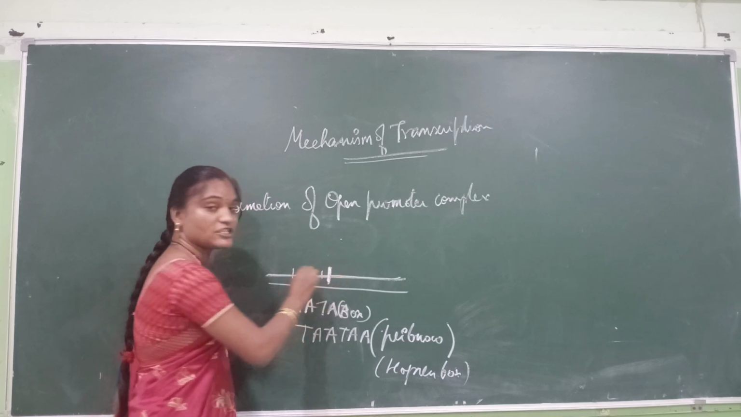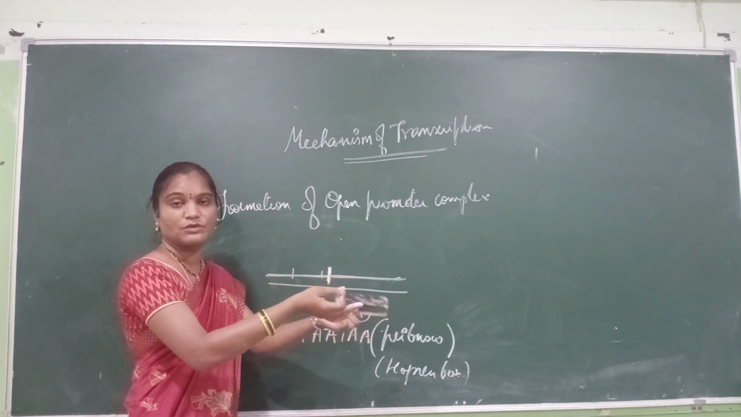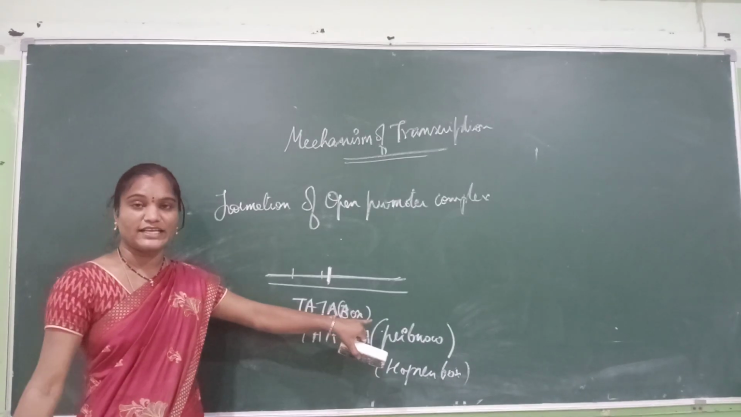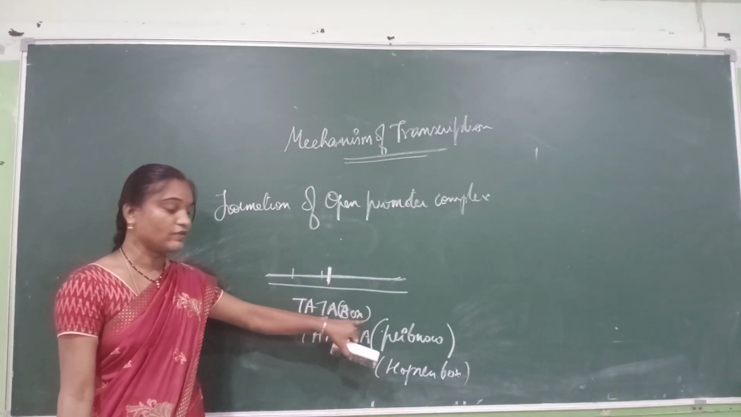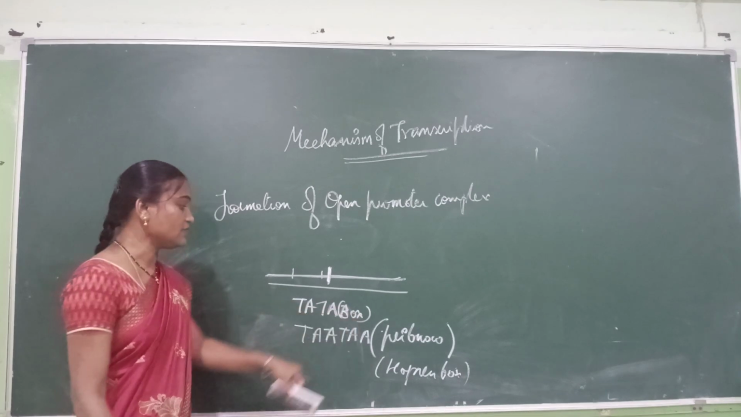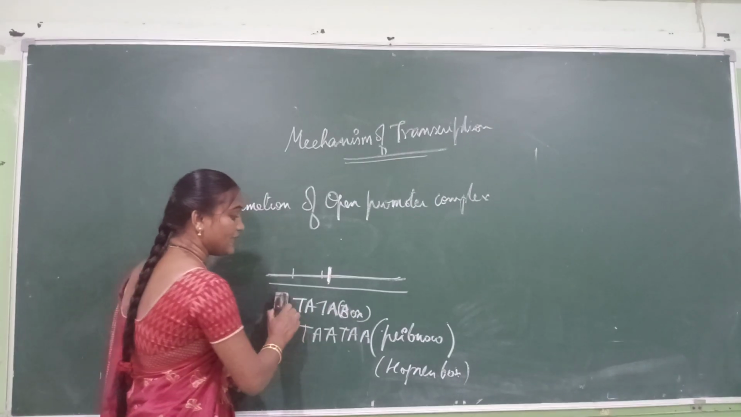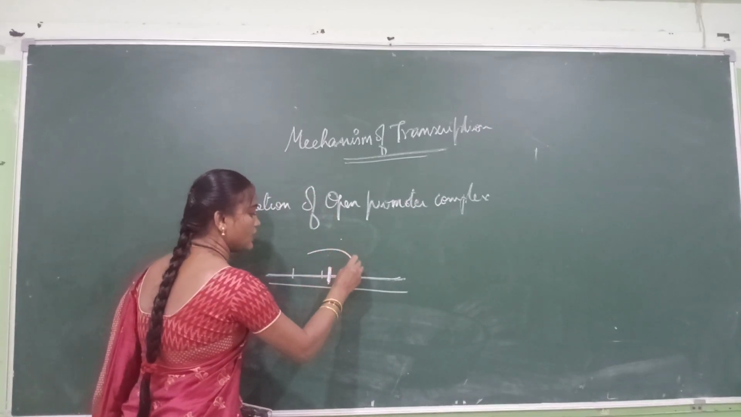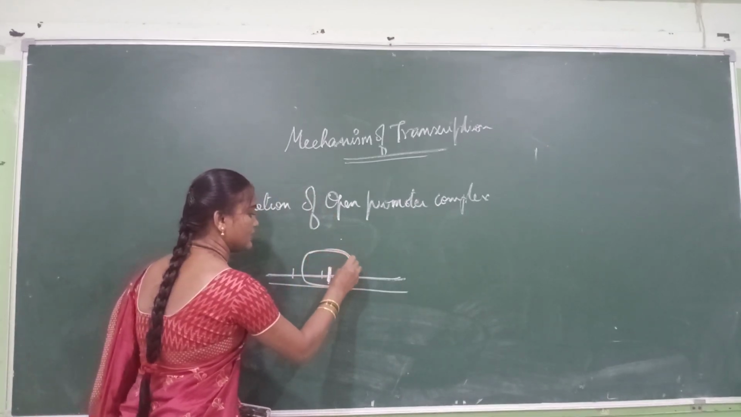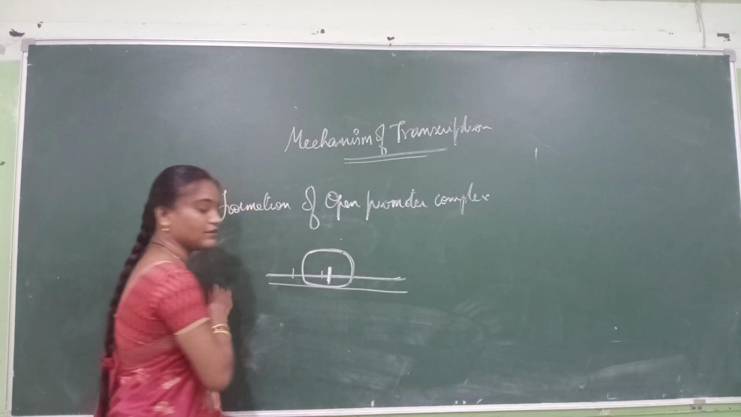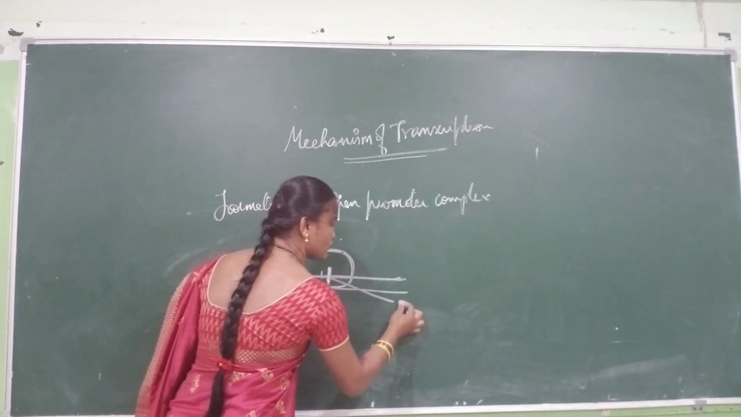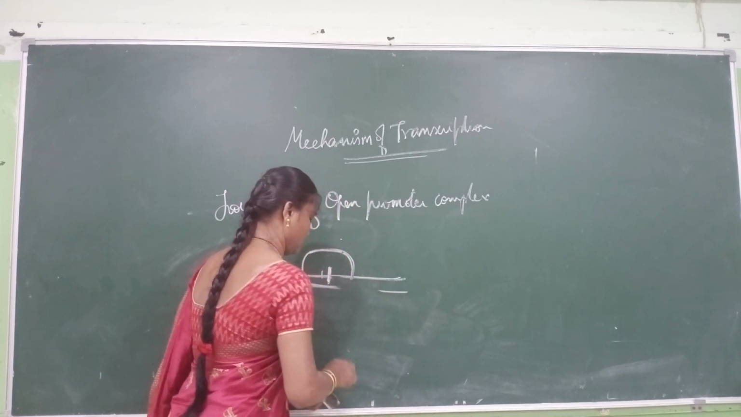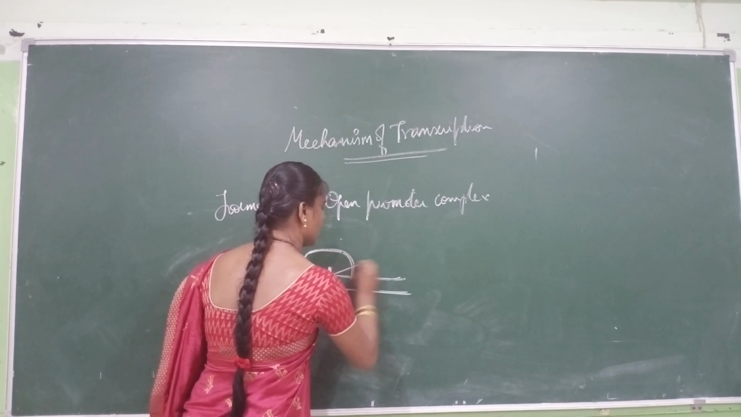From this initiation point, upstream around 5 to 10 base pairs, there is a sequence known as the TATA box or promoter sequence. From this sequence your RNA polymerase will easily recognize your initiation point, and it will come and sit here on your template DNA strand. So this is your initiation point.